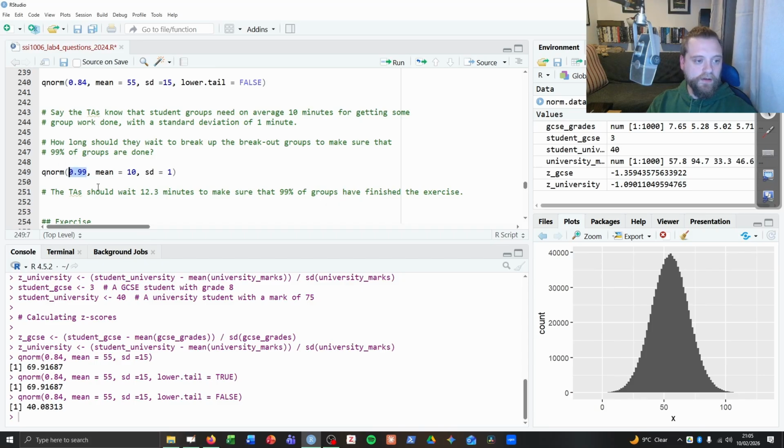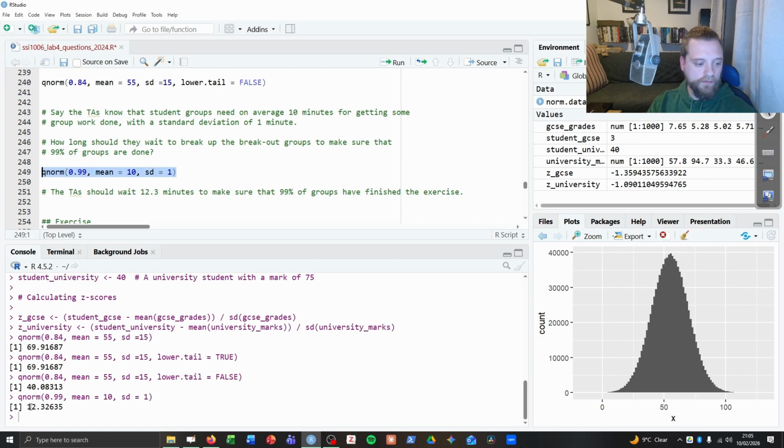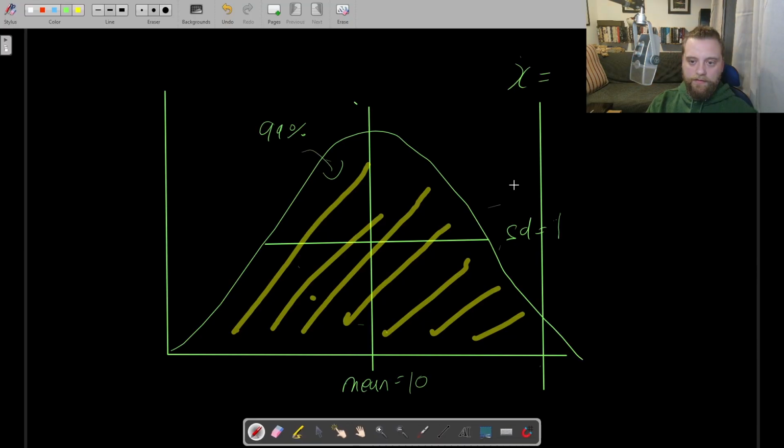So if I plug in the numbers here, 99%, a mean of 10, and a standard deviation of 1, there's my answer. So 12.32 minutes. In other words, this x figure is 12.32.